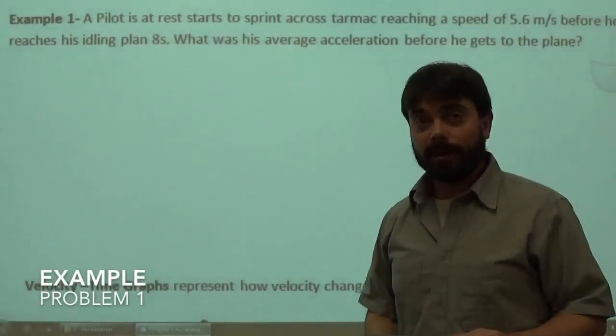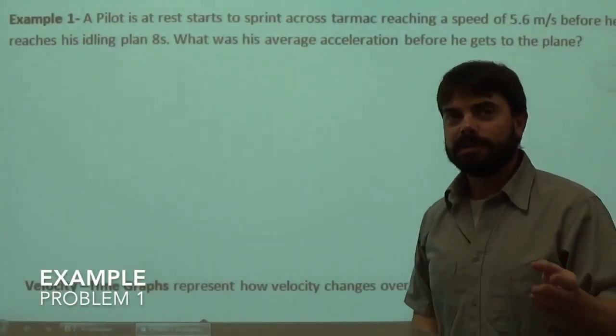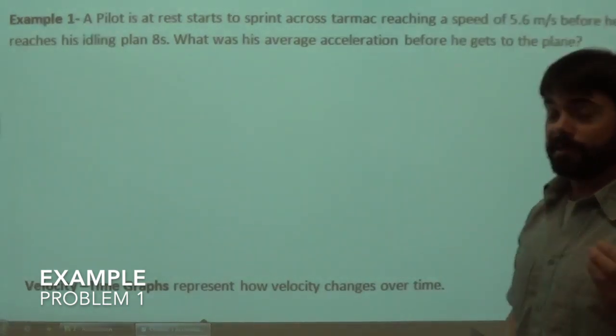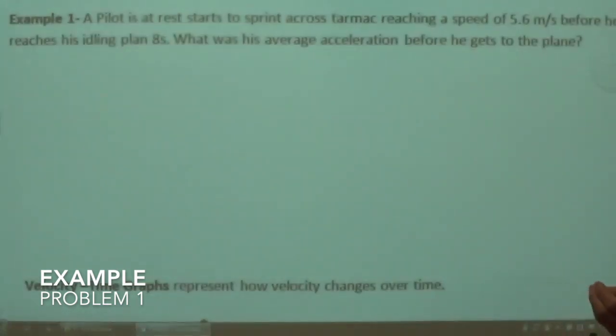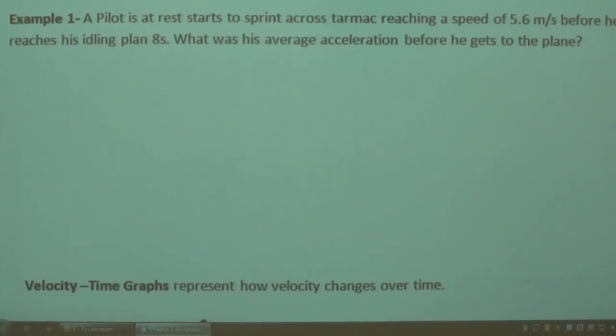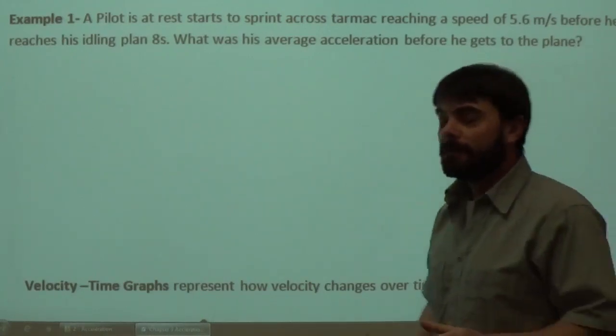So example number one, the scenario that they give you is talking about a pilot starting at rest. He's going to sprint across the tarmac, reaching a speed of 5.6 meters per second before he reaches his idling plane 8 seconds later. What is his average acceleration before he gets to the plane?